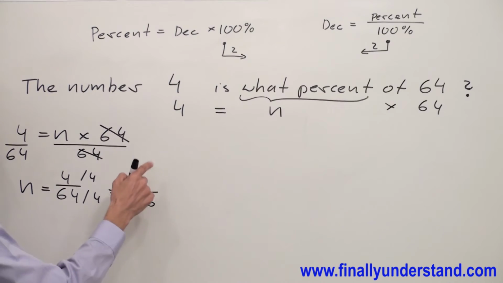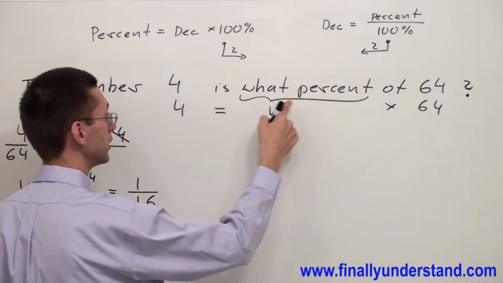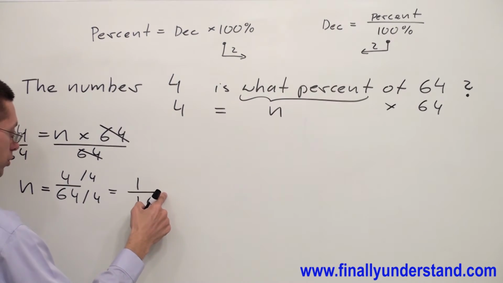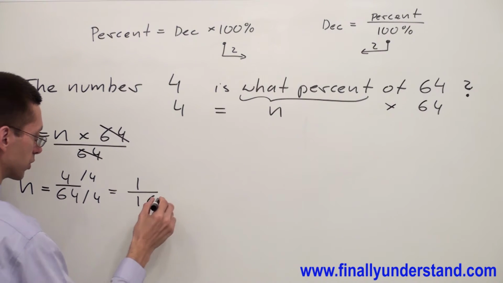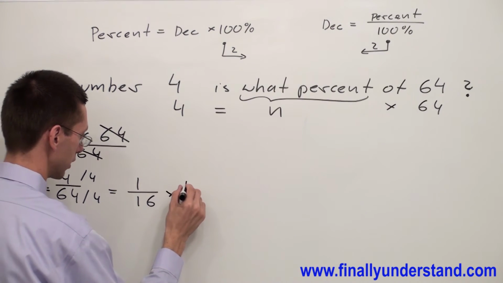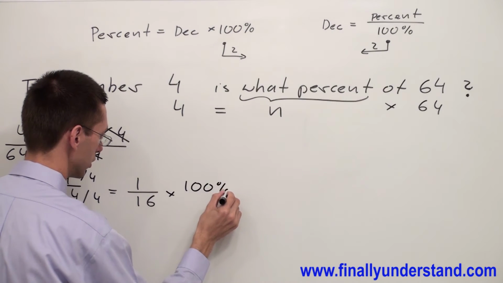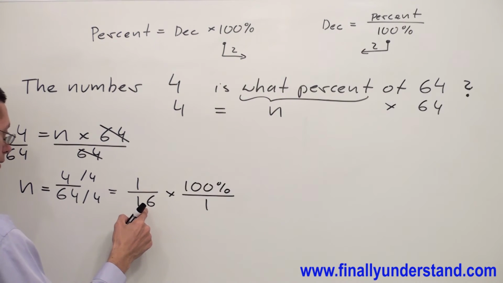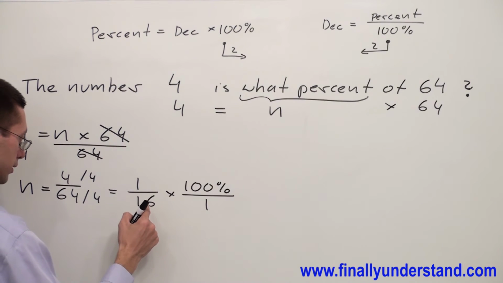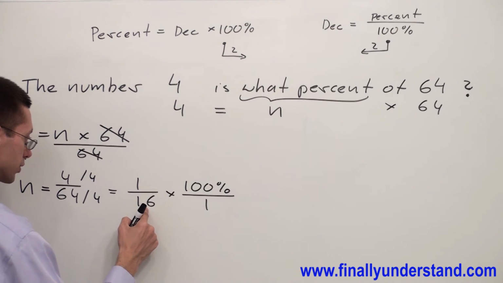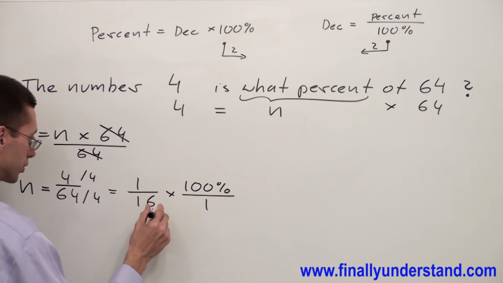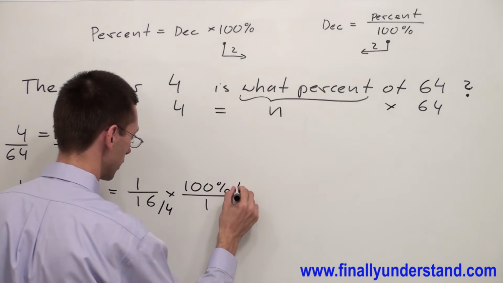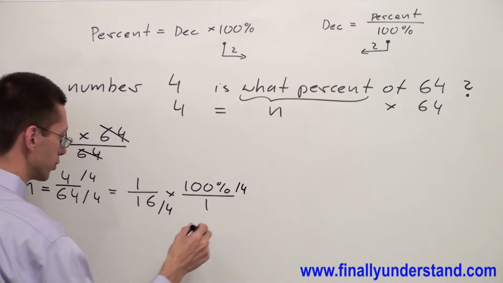Next, you have to get back to the problem and check what the problem is asking for. What percent means we have to convert this fraction to a percent. Anytime you want to convert a fraction to a percent, you have to multiply that fraction by 100% over 1. Now, please notice that in the denominator of the very first fraction, we have a number which is divisible by 4, and 100 is also divisible by 4. So I can reduce these two fractions.